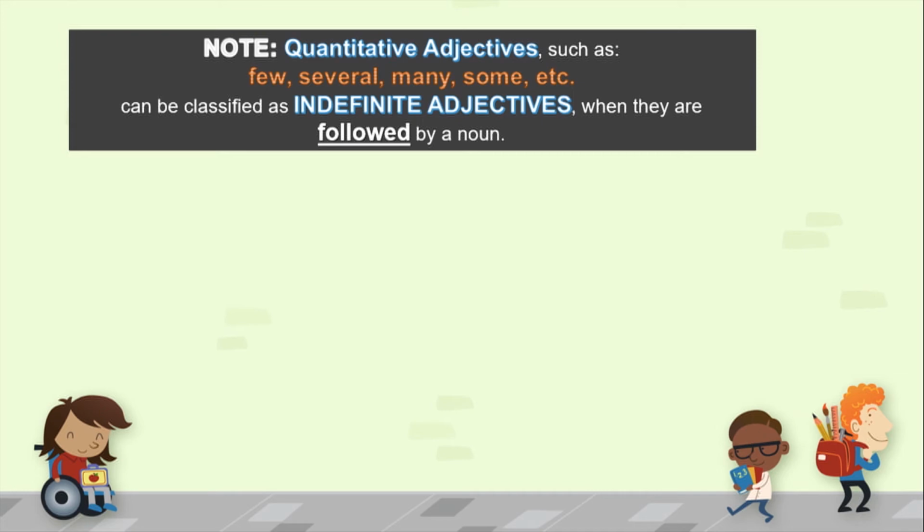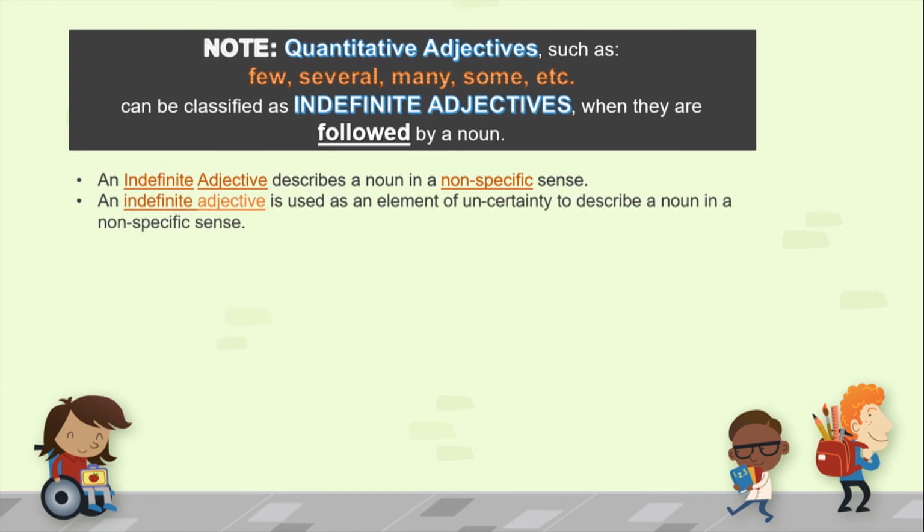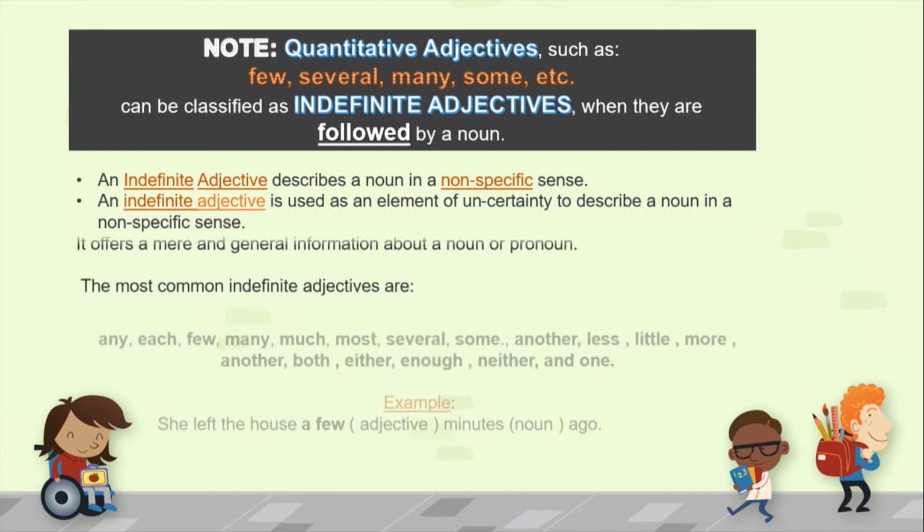Quantitative adjectives such as few, several, many, and some can be classified as indefinite adjectives when they are followed by a noun. Read that again and see if you can remember it. You want me to read it? Okay. Quantitative adjectives such as few, several, many, or some can be classified as indefinite adjectives when they are followed by a noun. An indefinite adjective describes a noun in a non-specific sense. An indefinite adjective is used as an element of uncertainty to describe a noun in a non-specific sense.